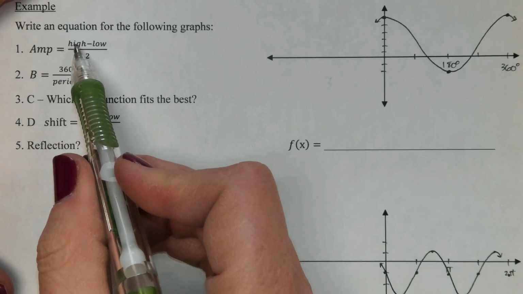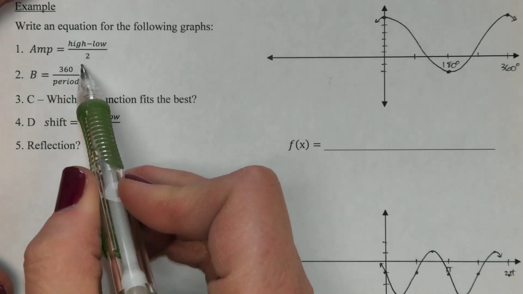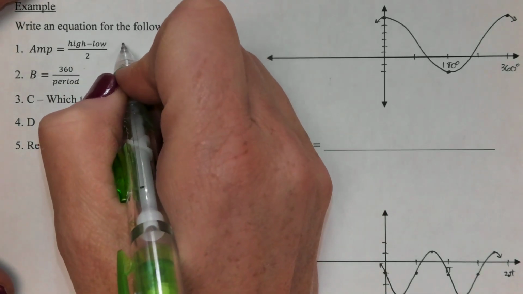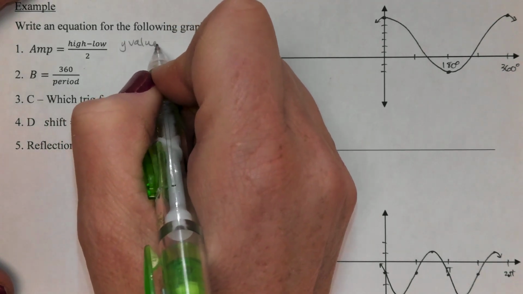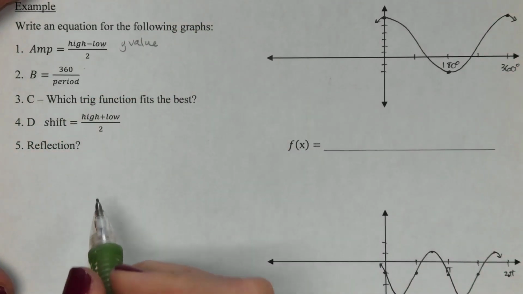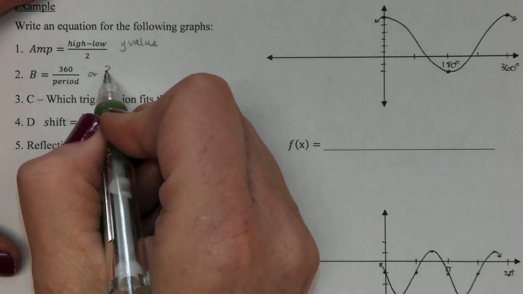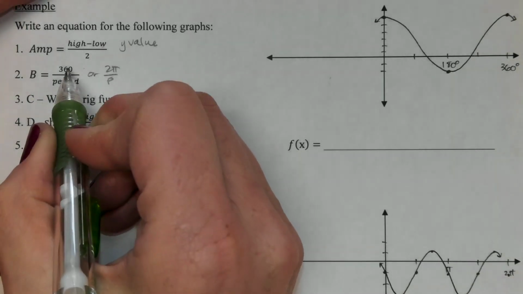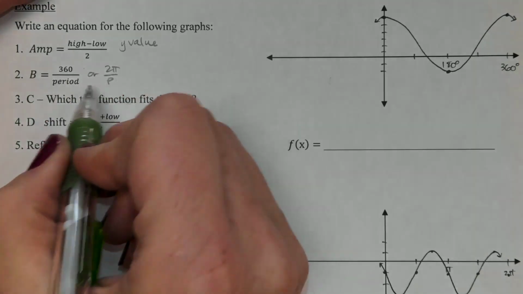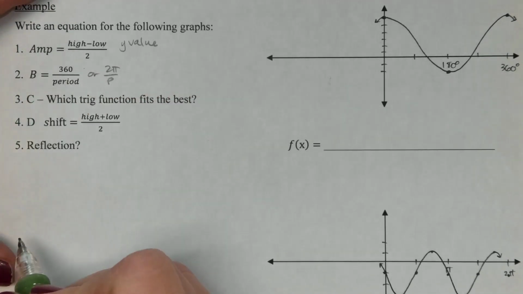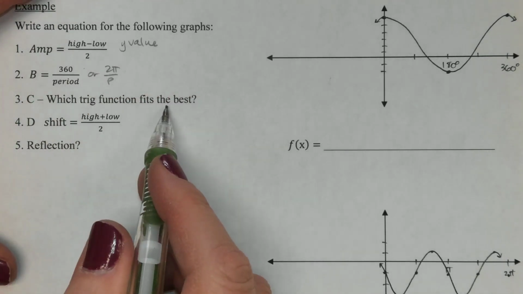Amplitude can actually be found by taking your highest value and your lowest and dividing by 2. And remember, that's a y value. So your highs and lows are your y's. Your b can be found by doing 360 divided by period or 2 pi divided by period. Remember that that's equivalent, so you can use either one of those if you would like to write in radians or in degrees. Which trig function fits the best?